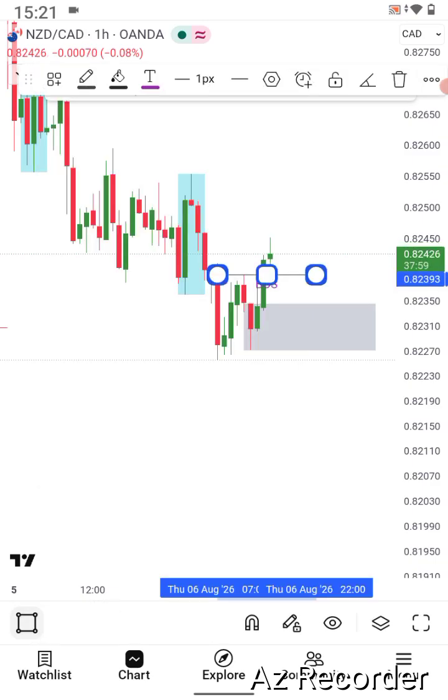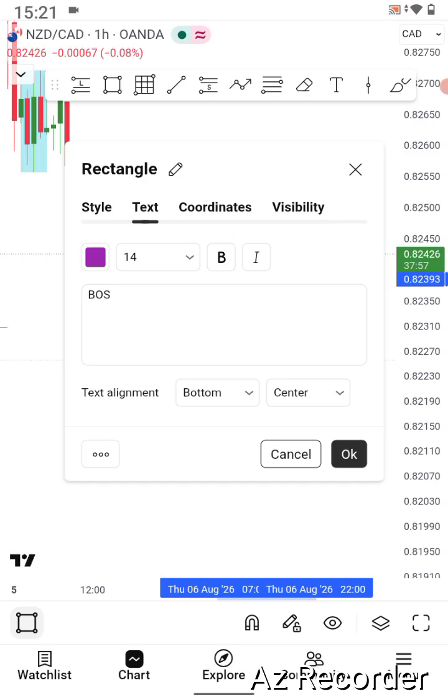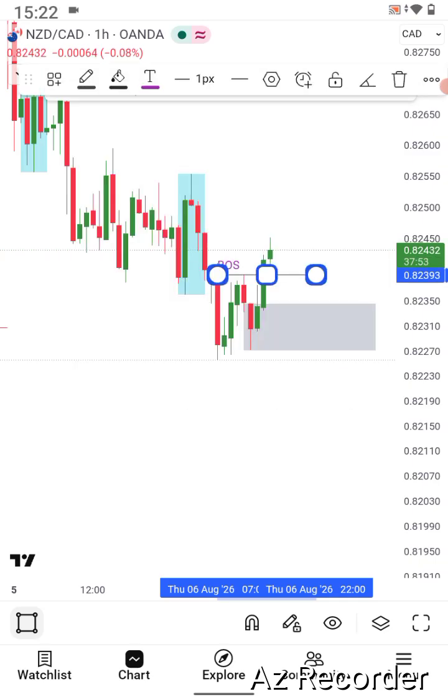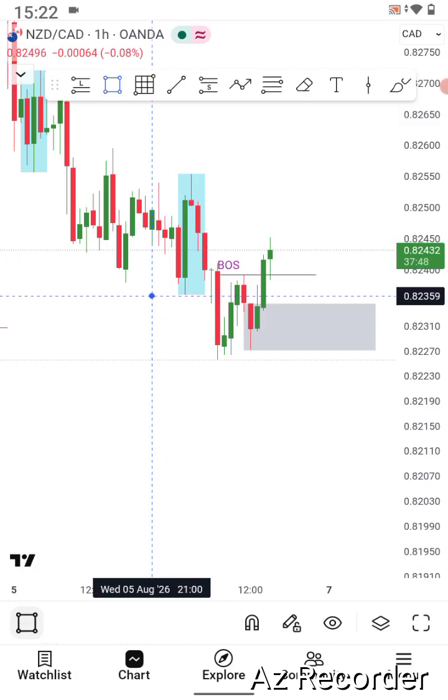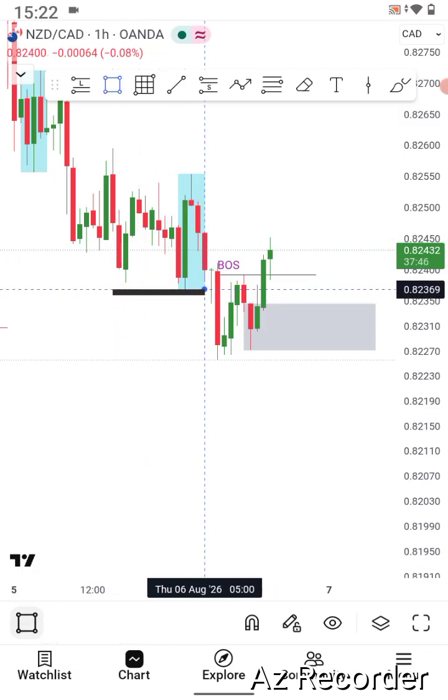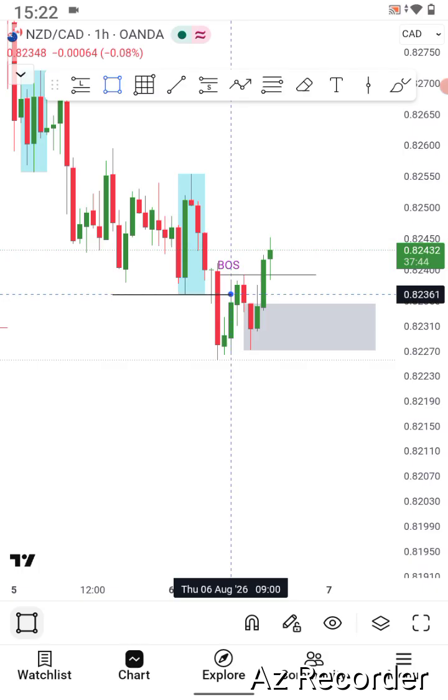Let me align this properly. Top left. Good. Are you seeing it now? So that's our break of structure. This is sweeping of an old low. So these are liquidity sweeps.